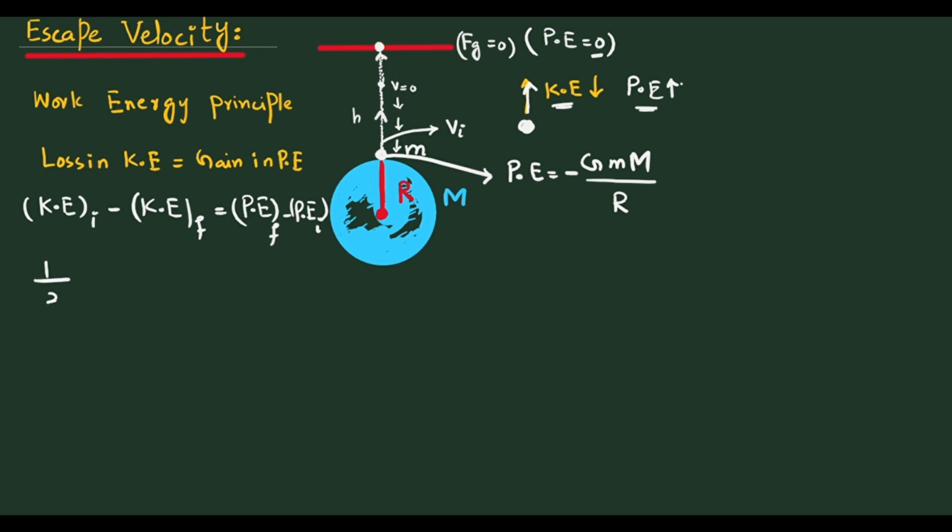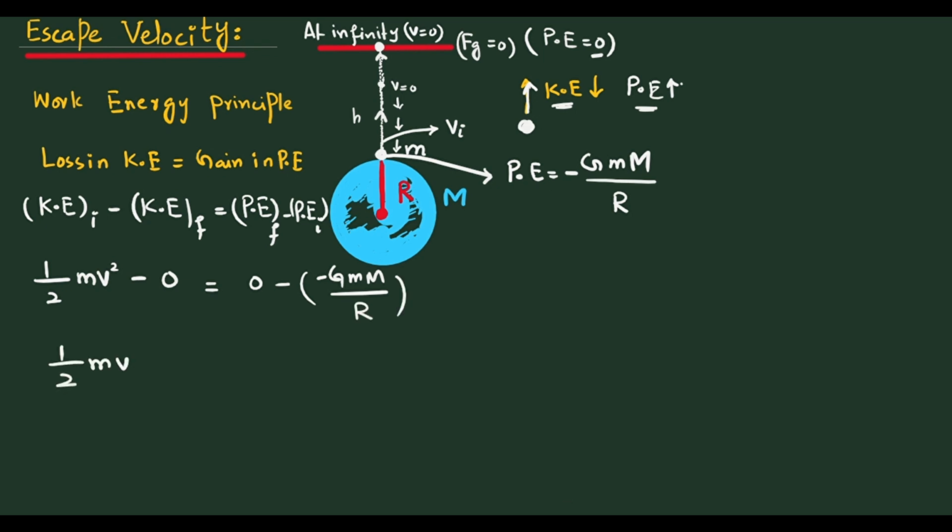Initial kinetic energy is half mv square. The final kinetic energy is zero because at infinity the velocity becomes zero. The final potential energy is zero, and minus the initial potential energy is minus minus capital G small m capital M divided by capital R. So half mv square is equal to, minus and minus become positive, G m M divided by capital R.